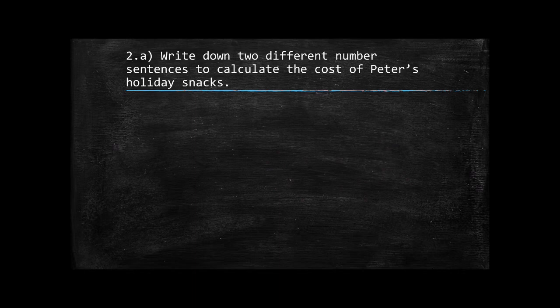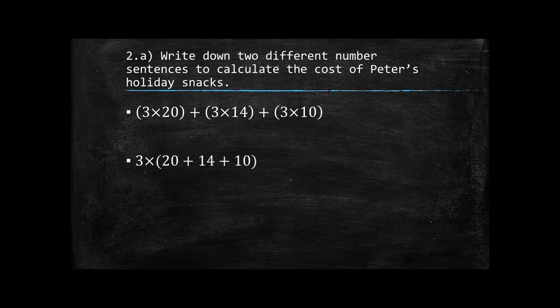The first way we can do this is to calculate the cost of 3 of each snack and then add it together. So we could say 3 times 20 for the Pringles plus 3 times 14 for the Smarties plus 3 times 10 for the Jelly Teddies. Or we could add together the cost of 1 of each snack and then multiply that total by 3. So we would say 3 times 20 plus 14 plus 10.